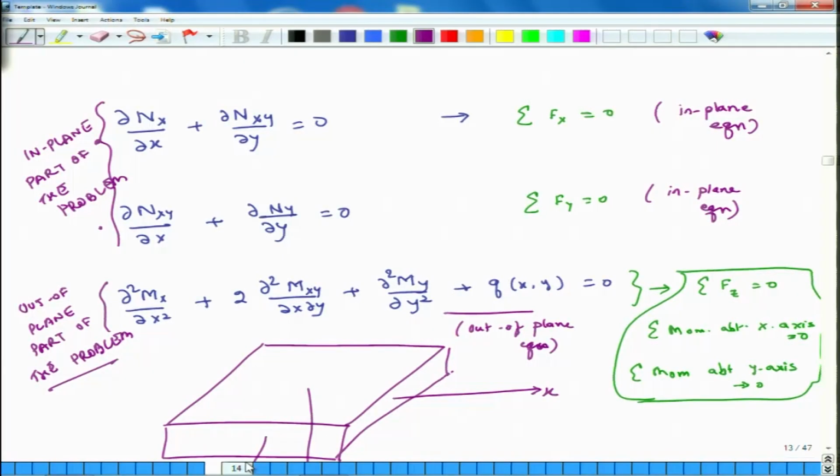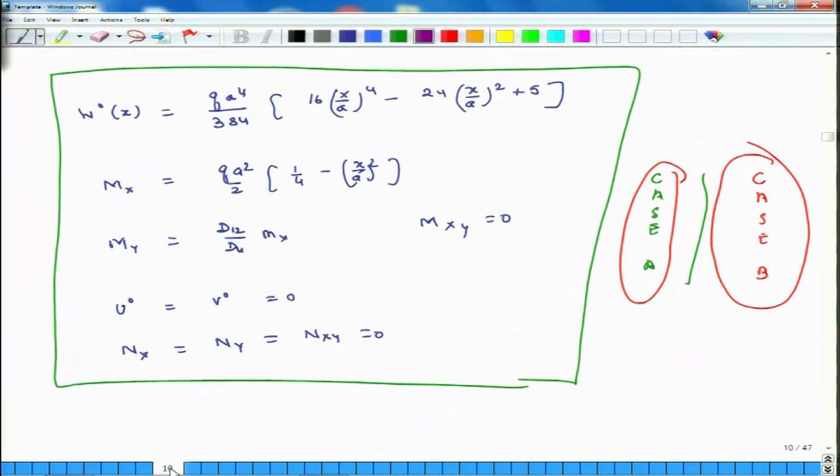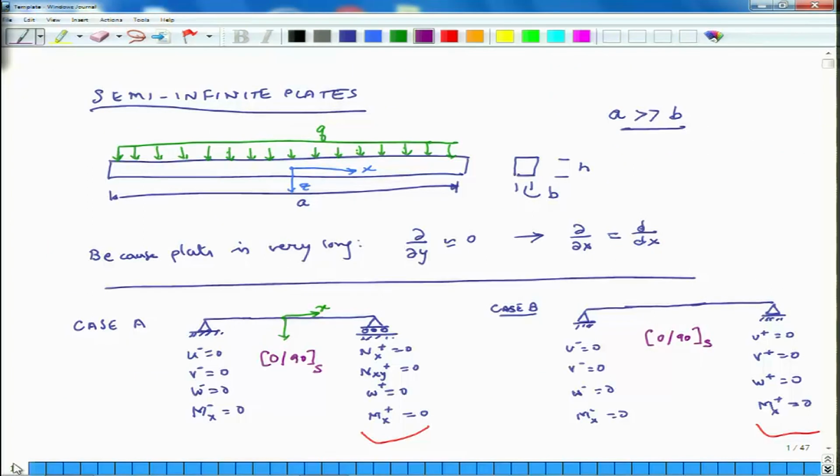Next, we know now in cases A and B, we said that the solution for case A and B is the same. I mean, we have found it. It is not that we are just saying it, we have calculated and it comes out to be the same. And what are cases A and B? In both the cases A and B, the lamination sequence is symmetric, which means that B matrix for case A and B matrix for case B is 0.